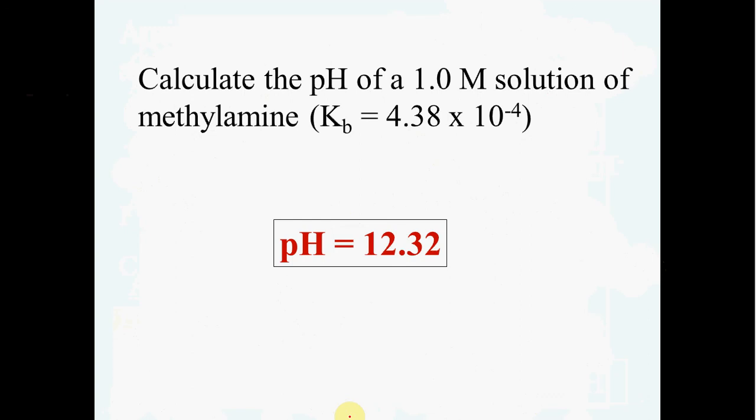You should have a pH of 12.32. We'll work on weak base problems more tomorrow. Make sure that you understand weak base and weak acid problems are essentially the same. The only difference is you're using a Kb value, and when you negative log, you are negative logging the concentration of hydroxide, and that gives you the pOH, and you must subtract from 14 to get the pH.